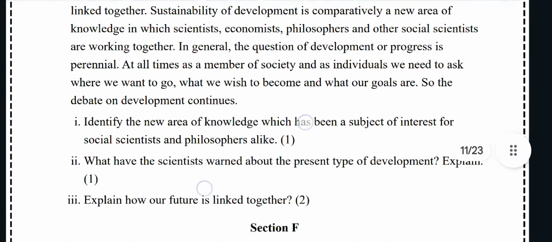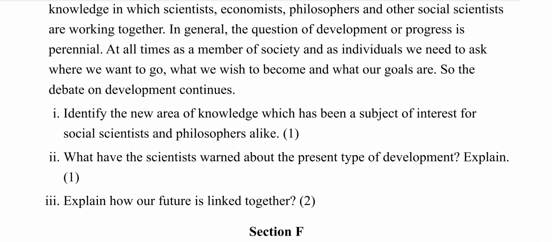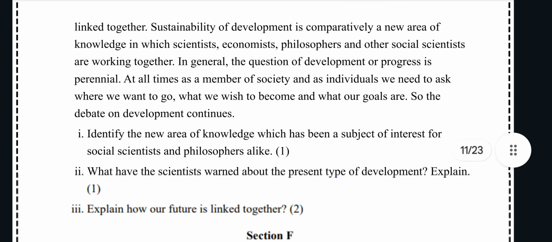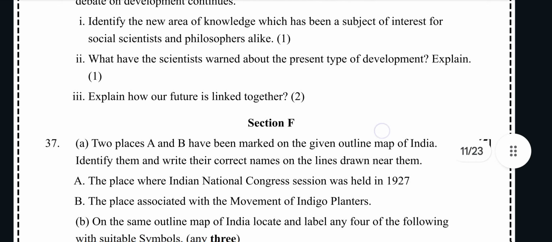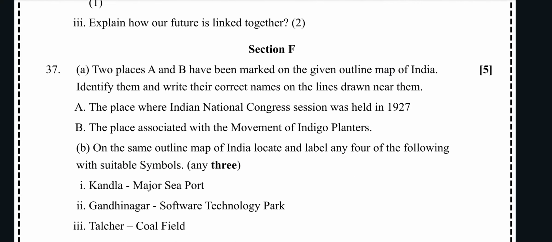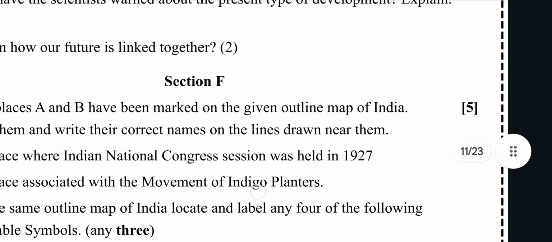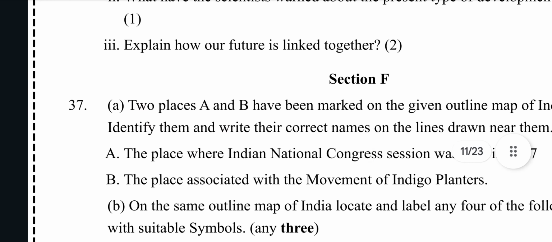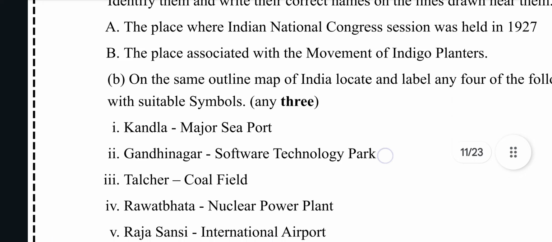In this you see here: identify the new area of knowledge which has been a subject of interest for social scientists and philosophers alike. It is the civics question. So out of this you select which one; 1, 2 is the mark scheme here. The important thing is you have to read and write carefully. And Section F also you can get 5 marks. See here, Section F, 5 marks. In this it is a little bit complicated, but you have to read this one very carefully and answer for that.